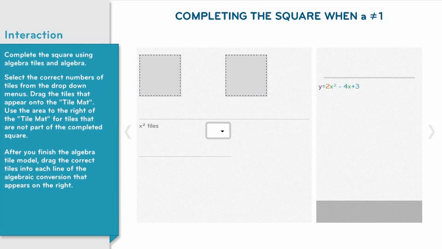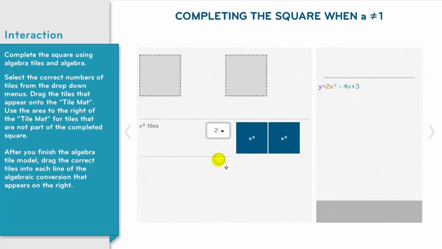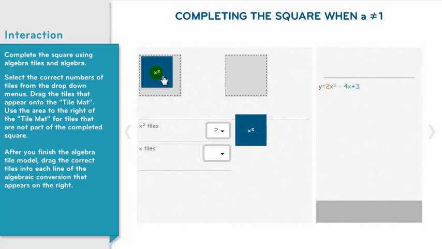In this question, we need to complete the square for the function y equals 2x squared minus 4x plus 3. We'll do so by using algebra tiles and then by using algebra. First, let's start with how many x squared tiles we have. Notice that we have 2 of them. We'll drag those onto our workspace, and now we need to deal with our x tiles.